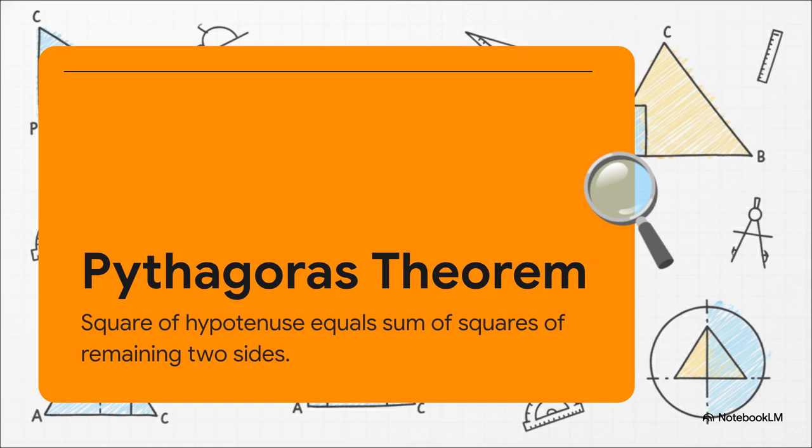Now, the absolute heart of this is the Pythagoras theorem itself. Listen closely to this definition. In a right-angled triangle, the square of the hypotenuse is exactly equal to the sum of the squares of the remaining two sides. So what does that mean for our triangle PQR? Mathematically, it means PR squared equals PQ squared plus QR squared. Let me say that just one more time so it really sticks. PR squared equals PQ squared plus QR squared. This, my dear students, is the golden rule for all right-angled triangles.